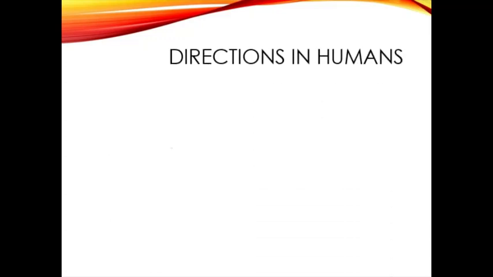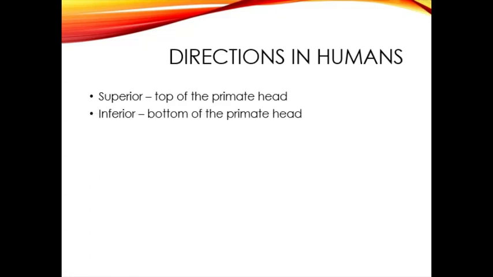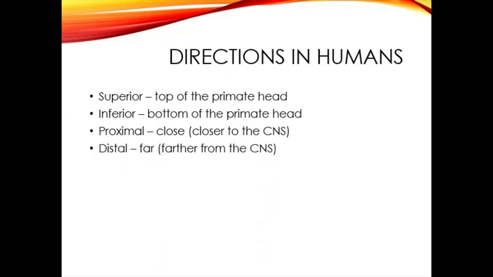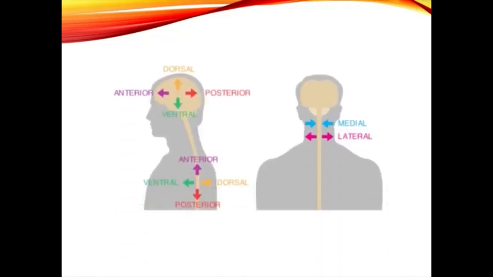Direction naman in humans. So, we are vertebrate, pero mas specific kasi kapag humans. No? So, we have the superior, the top of the primate head. We have the inferior, the bottom of the primate head. We have the proximal. We have the distal. Proximal is close to CNS and distal is far from. So, ito naman yung kapag sa tao. So, we have here the anterior, dorsal, posterior, ventral, no? Medial, and lateral. So, ayan.